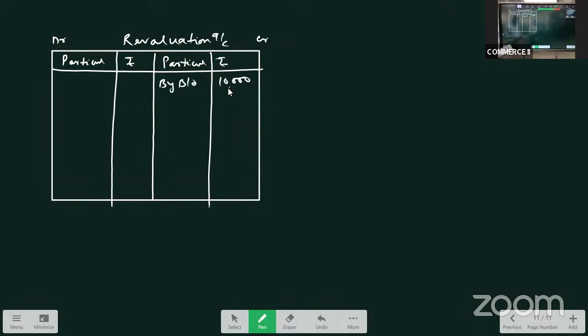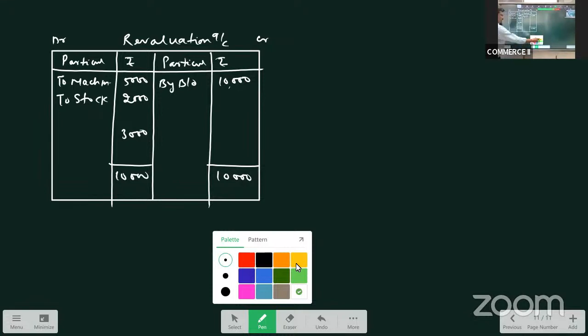Then depreciate machinery by 5,000. The amounts are given directly, so we can directly take machinery depreciated by 5,000. Stock is depreciated by 2,000. So we'll take directly 2,000. Goodwill of the firm is valued. Okay, here the revaluation account ends. 10,000 against 7,000, so 3,000 is the revaluation profit.